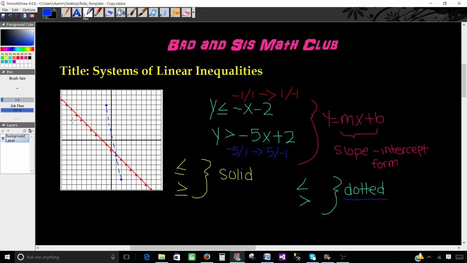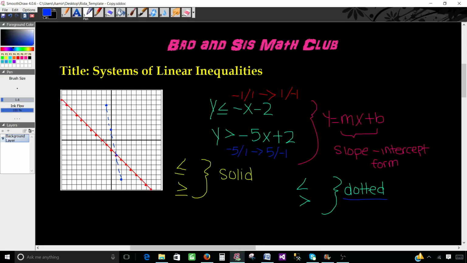Now we know that there is a point in which both of the lines intersect, but this is a system of linear inequalities. Therefore, we will not only have one solution, or one pair of solutions that will satisfy both inequalities. We're going to have a variety of solutions. Now what we have to do is shade the region in which our solutions will lie.